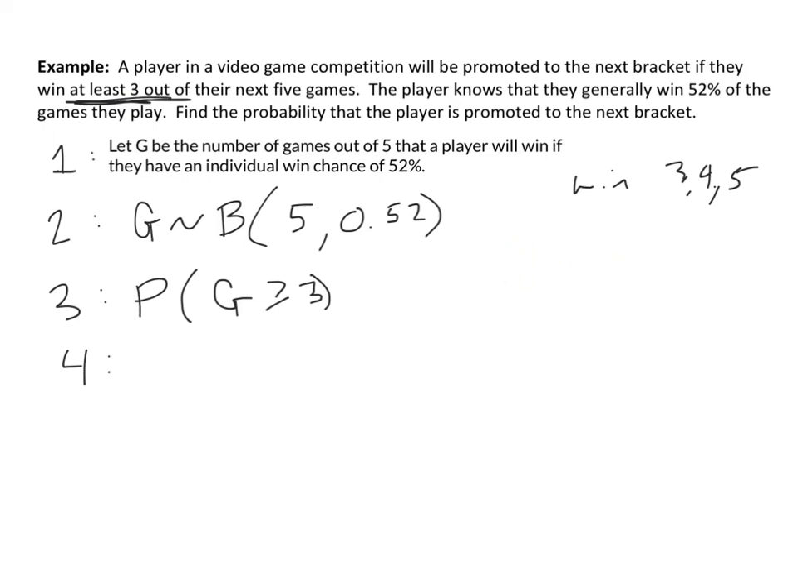So step 4 is where I say the opposite of them winning 3 or more games would be them winning 2 or fewer games. So I'm going to do 1 minus the probability that the number of games they win is less than or equal to 2. Remember, they have to win some number of games, so this is representing that 100%, and I'm doing that minus the probability of them winning 2 or fewer games. Now this is something I can do with binom CDF, and then I just subtract it from 1.